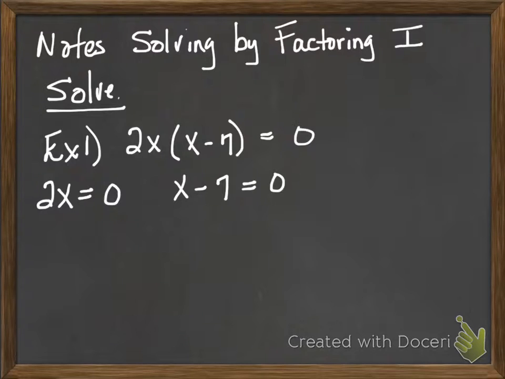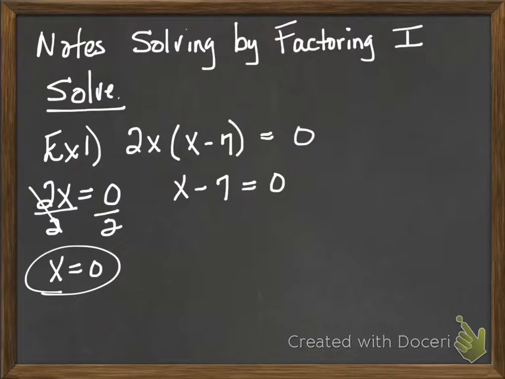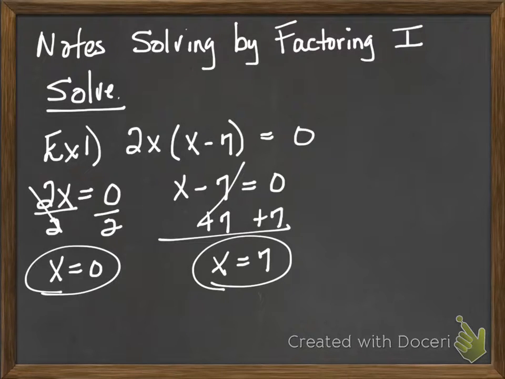That gives you two little equations. 2x equals 0: you would divide both sides by 2, and 0 divided by 2 gives you 0. So one of your solutions is 0. Then you would add 7 to both sides and get x equals 7, and those would be your two solutions. If you put them back into the original equation, 2 times 0 minus 7 gives you 0, and 2 times 7 minus 7 gives you 0 also. So we're solving equations using factors, two things multiplied together and set equal to 0.